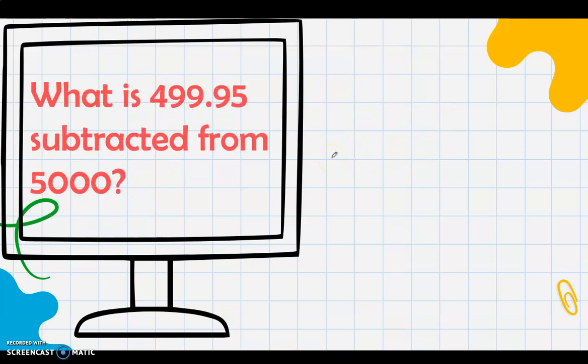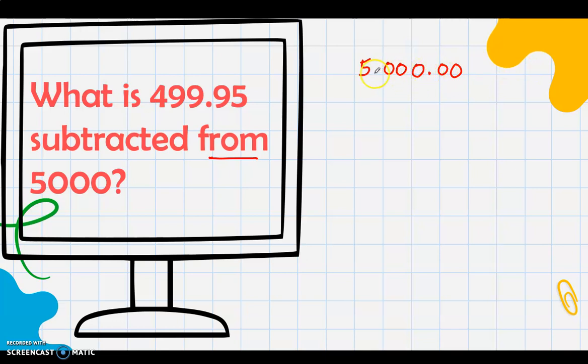Next, what is 499.95 subtracted from 5,000? So from the word from, our minuend is the 5,000. So we have 5,000 minus 499.95. Where are we going to put the 499.95? There is no decimal point in 5,000. Remember that this is a whole number. But there's an invisible decimal point, and you can just add 0, 0 here. It doesn't change the value. It is still 5,000. So even if you put a lot of zeros here, the value is still 5,000.